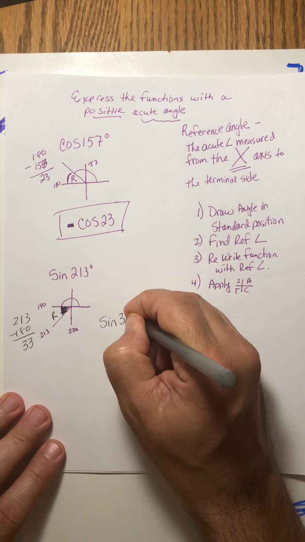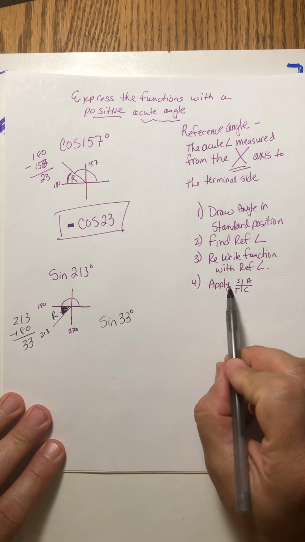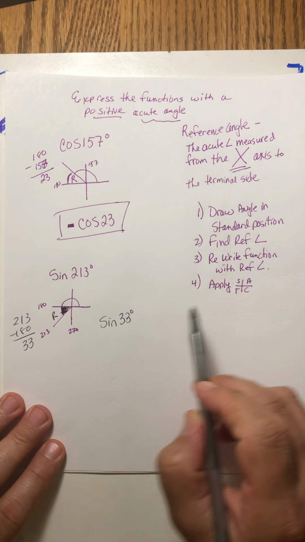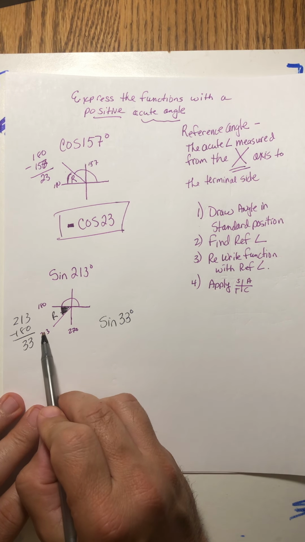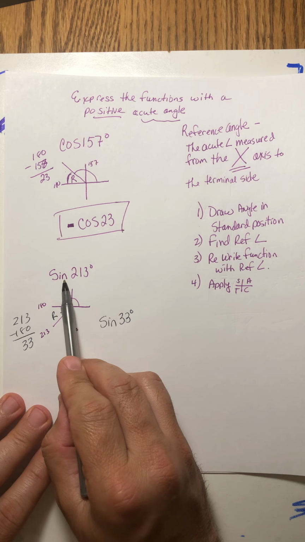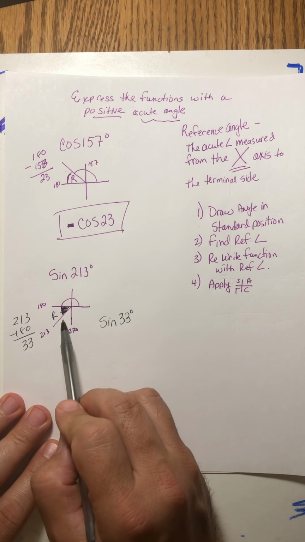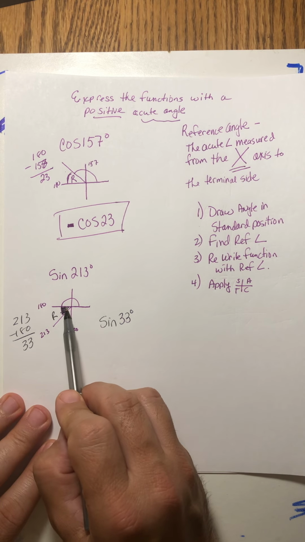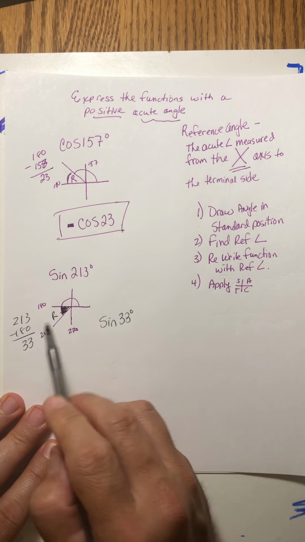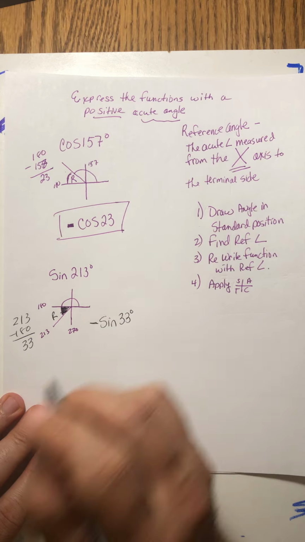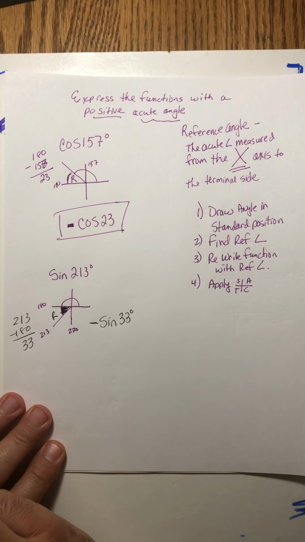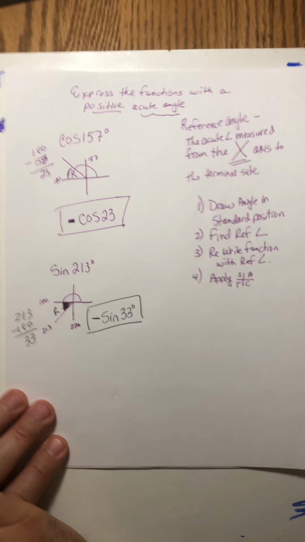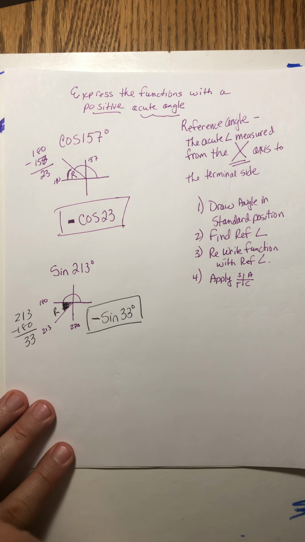Sine of 33. And now, what do we know about sine in quadrant 3? Remember, sine is the y value, and y's are negative down below the x-axis. So this is a negative sine of 33 degrees. Done.